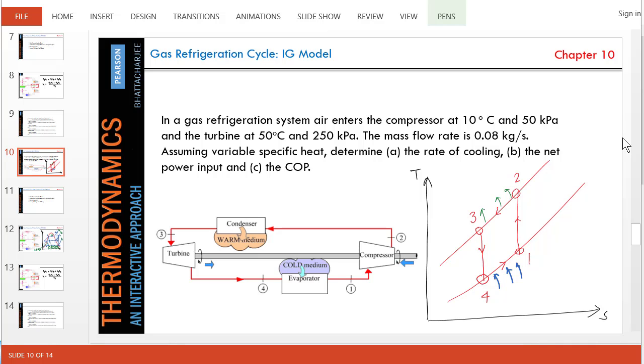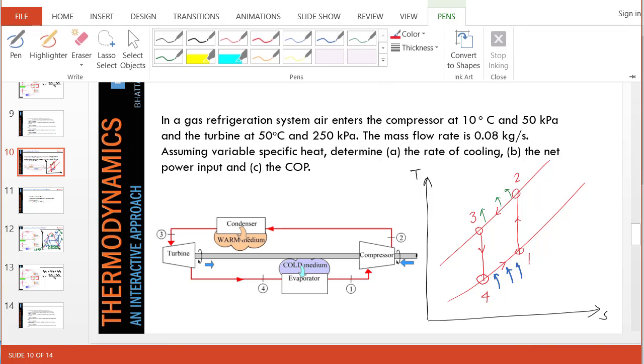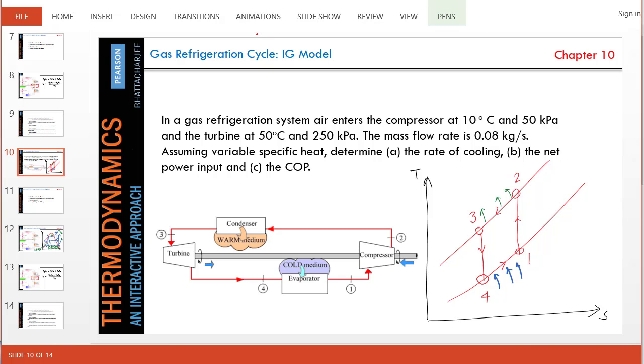Hello and welcome. This is analysis of a gas refrigeration cycle. If you're familiar with the Brayton cycle, this is basically a reversed Brayton cycle. Also, it differs from vapor compression system. Like from 2 to 3, it's not a condenser anymore. Actually, it's a heat exchanger. And similarly, there is no evaporator as in a vapor compression system.